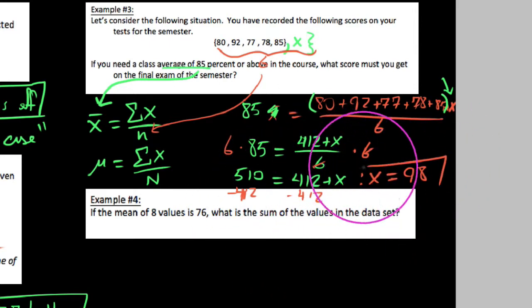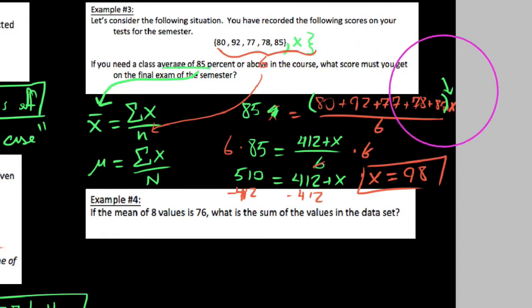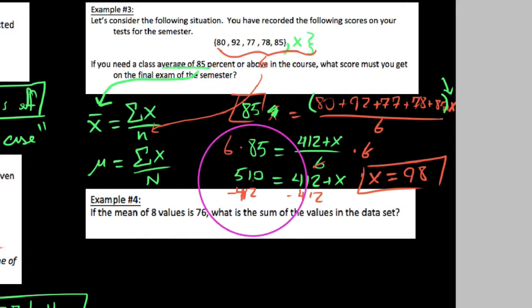So what this would mean is our last test would have to be a 98, 99, or 100, but 98 or above, to get an 85 or above in the class. And again, we just found this by summing all the data, including some unknown data value, dividing by however many there are, and then saying I want this average to be 85.